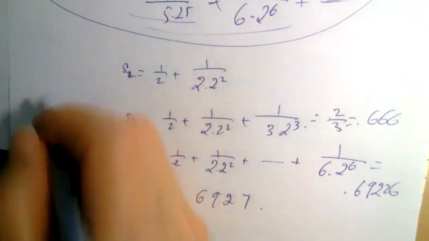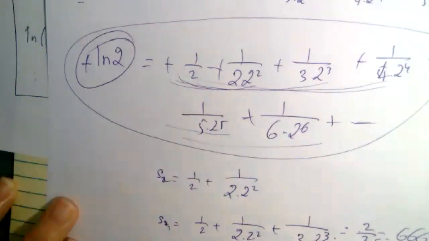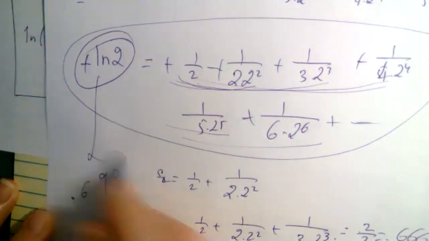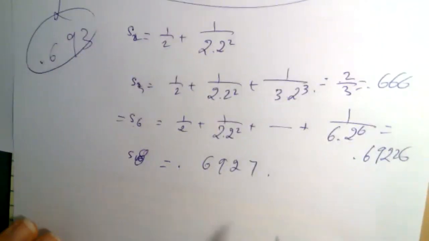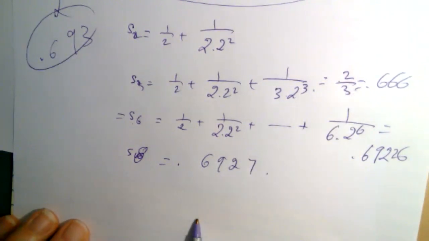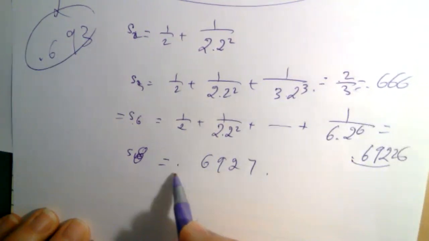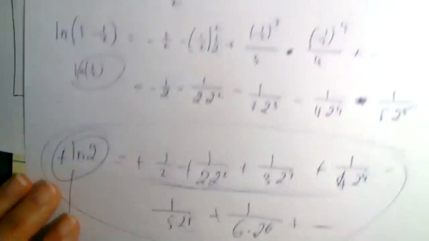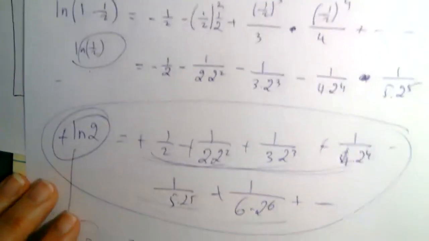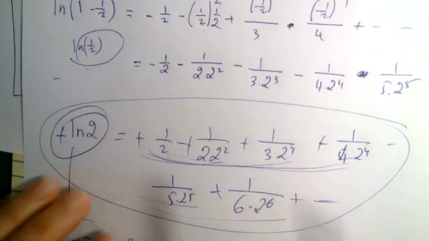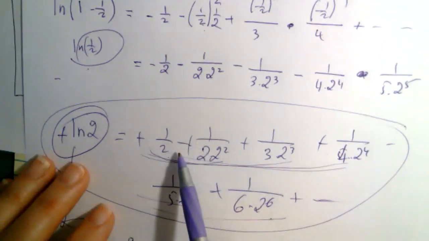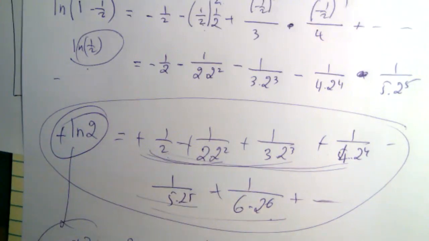Now, ln of 2 is what? If we pick up our calculator, ln of 2 is 0.693. And that's exactly what's happening. When I was taking those partial sums, I was getting closer and closer to 0.693. So if I want to approximate ln of 2 and I don't have a calculator, it really boils down to adding some terms and approximating the value of ln of 2.